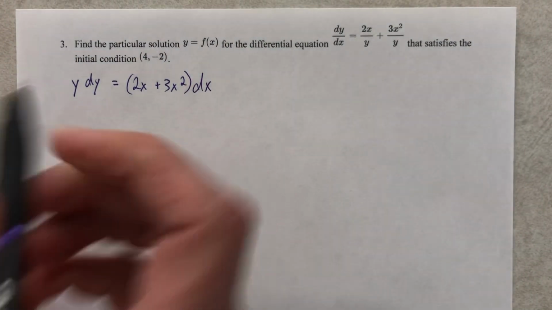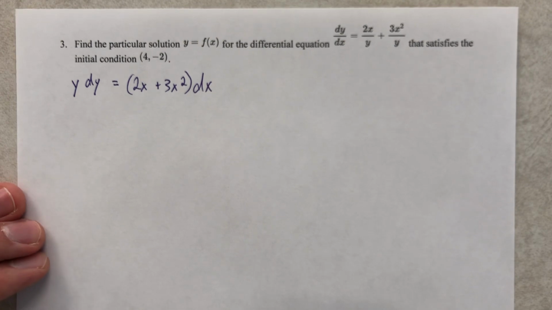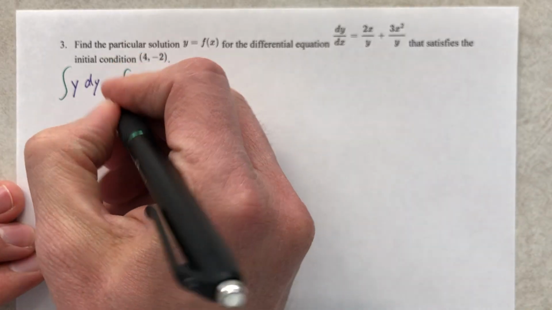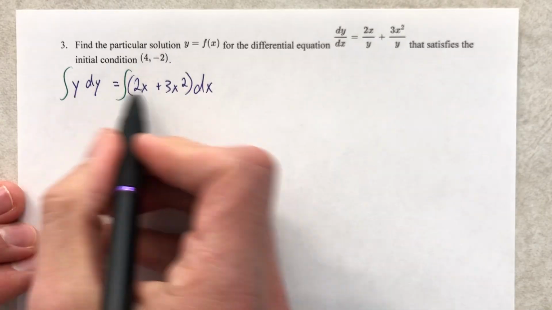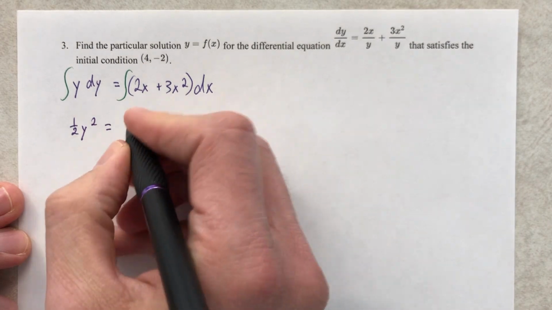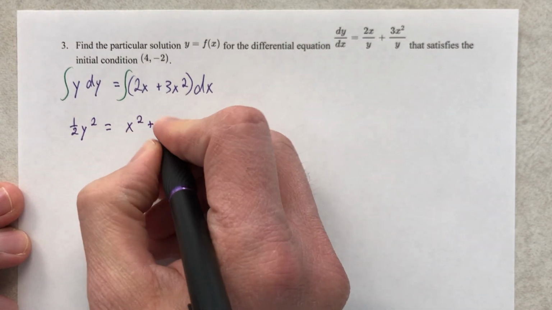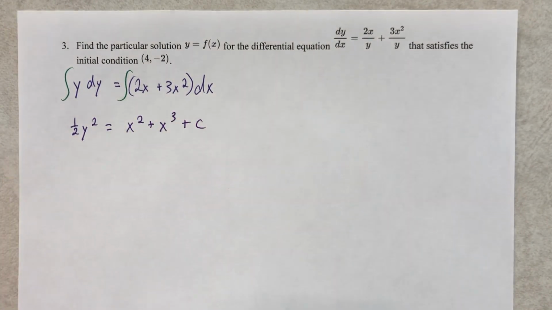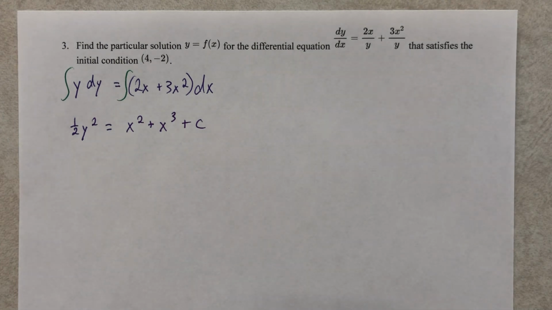Okay. And they did give us an initial condition. We'll play that game later. In the meantime, let's grab our green integrating pen. Thank you, pen. Your job is now done. And we will integrate this thing. So 1/2 y squared, call it y squared over 2 if you like, equals x squared plus x cubed plus some constant c.